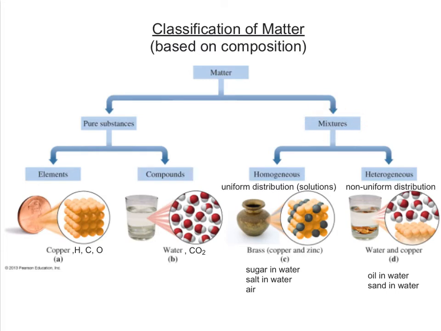Mixtures can be mixtures of elements, mixtures of compounds, or mixtures of elements and compounds. Mixtures can exist in different states, like liquid mixtures, solid mixtures, and gaseous mixtures. Oil in water is an example of a liquid mixture. Amalgams and alloys are examples of solid mixtures. Air is a good example of gaseous mixtures.